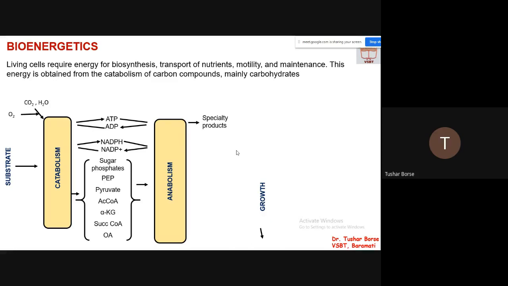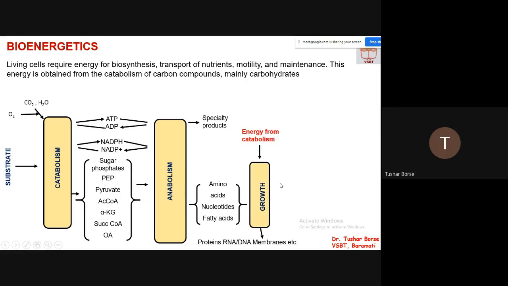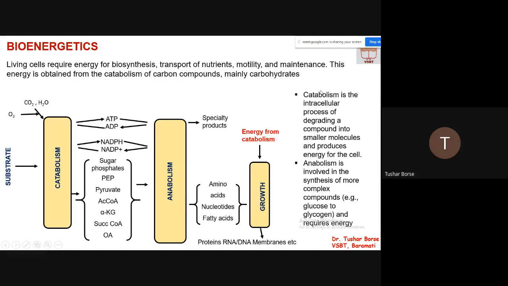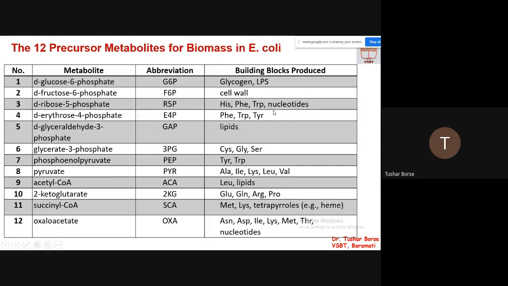So all those particular types of specialty products can be formed, or these precursors can be involved in the growth of the organism, meaning they can be responsible for the formation of the different types of compartments or organelles which are required for the overall growth of that particular organism. Fine, so this is what we have already studied. These two types of reactions, catabolism and anabolism, are very important, and both of them are responsible for the overall growth of the organism, right? So these are the 12 precursor metabolites which have been found to play an important role in the E. coli system.